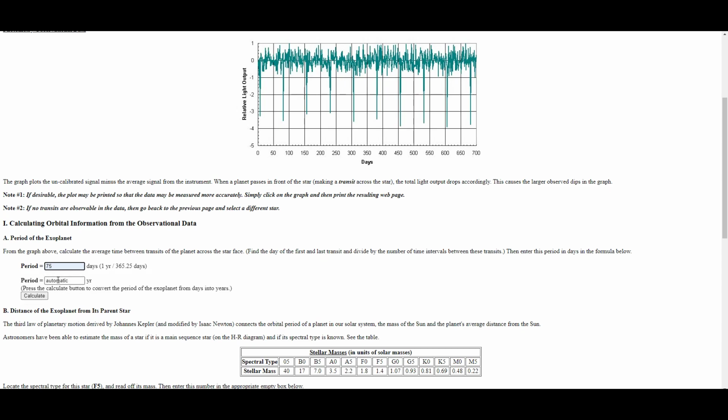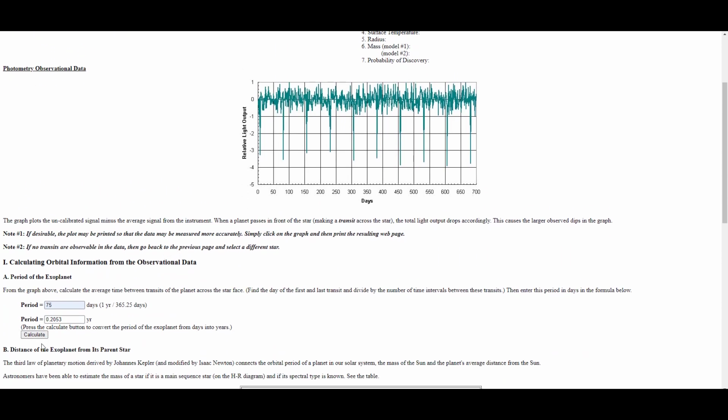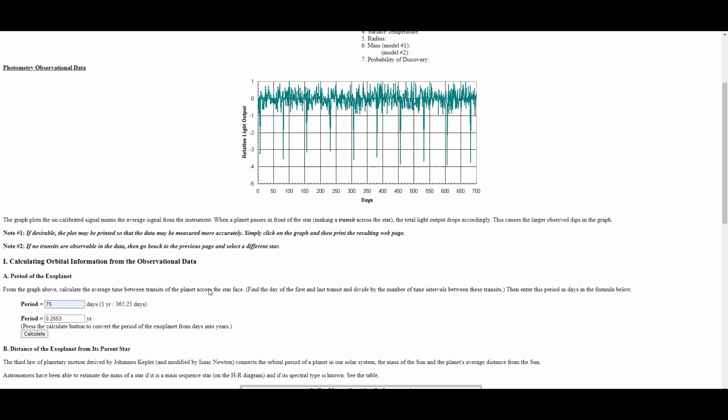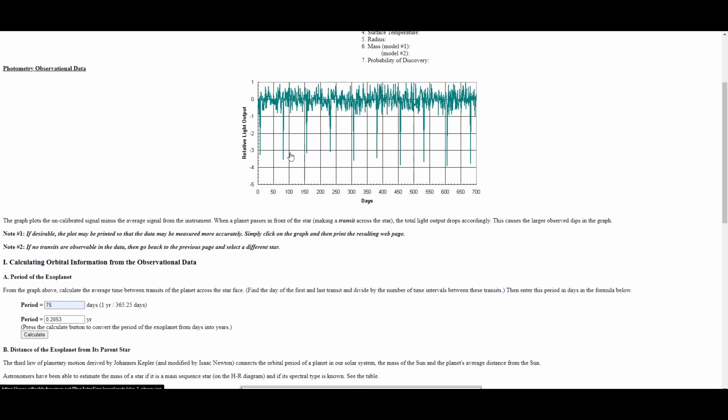You'll note here it says automatic. Every time it says automatic, that means it's going to do the math for you. You just hit calculate, it'll give you the answer. So the period, the time it takes to get around its sun, is 0.2 years. And that's our first calculation. So if you follow along there, once you hit next, it's going to add it to the top of the page here, but you can go ahead and put that in your sheet.